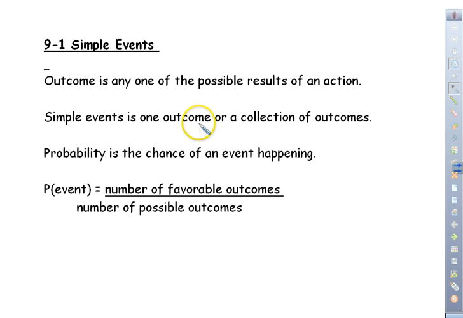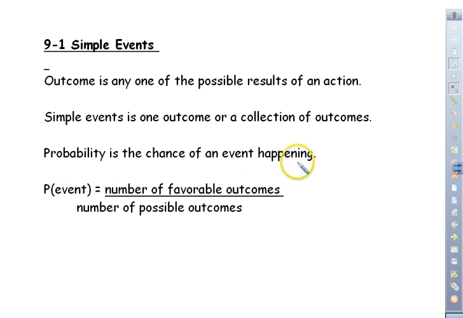That's the simple event. We're trying to, for example, rolling dice. The outcome is any one of the possible results: 1, 2, 3, 4, 5, or 6 that's rolled. A simple event is saying, what's the probability of rolling a 6? So one outcome would be 1 out of 6 possibilities. The probability is the chance of an event actually happening.